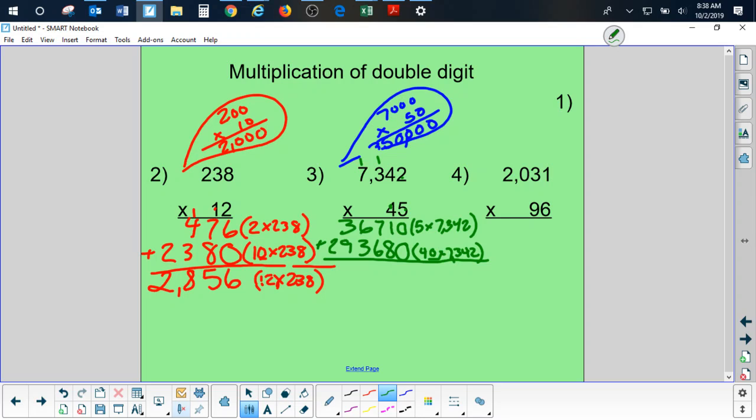When I add all of these together, I'm going to get 45 times 7,342. So 0 plus 0 is 0. 8 plus 1 is 9. 6 plus 7 is 13. 6 plus 3 plus 1 is 10. 9 plus 3 plus 1 is 13. And then 2 plus 1 is 3. So my answer is 330,390, which is close to my estimate of 350,000.